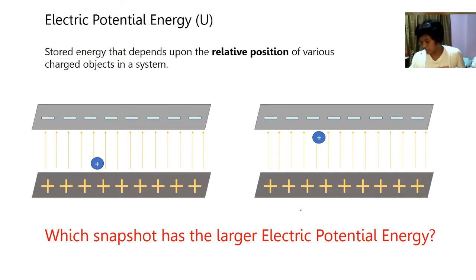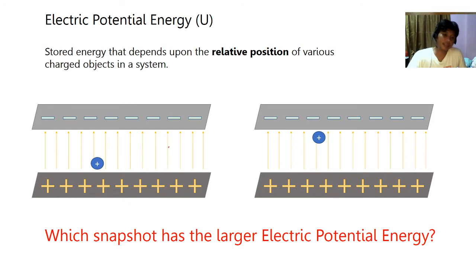Electric potential energy is really what we are focused on. And it is the stored energy that depends upon the relative position of various charged objects in the system. Now, I want you to look at this picture. I'm sure you're familiar with this. This is two charged metal plates.